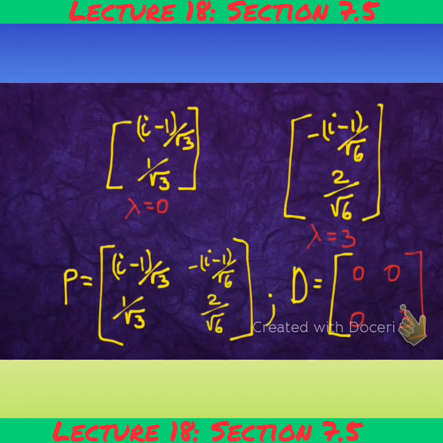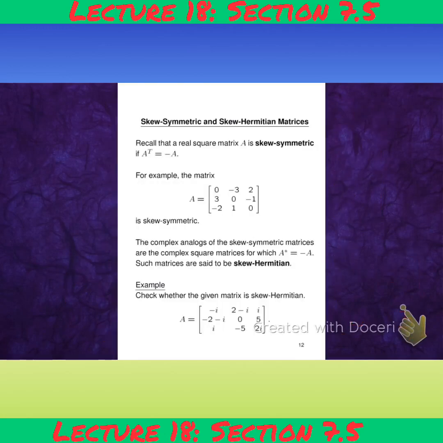Then this last section on skew symmetric and skew Hermitian matrices I'm going to leave for you to read through on your own. A skew symmetric matrix, recall, is one whose transpose is its negative, and a skew Hermitian matrix is one where the conjugate transpose is its negative. So go and check whether that given matrix is skew Hermitian.